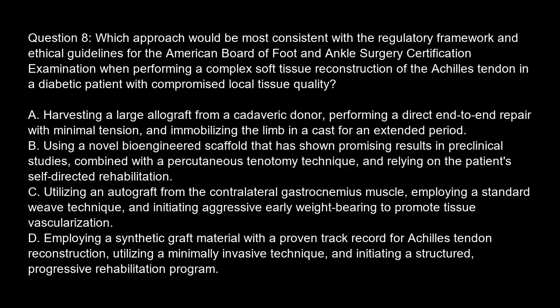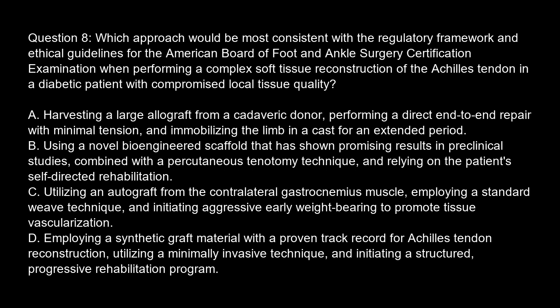Option A. Harvesting a large allograft from a cadaveric donor, performing a direct end-to-end repair with minimal tension, and immobilizing the limb in a cast for an extended period. Option B. Using a novel bioengineered scaffold that has shown promising results in preclinical studies, combined with a percutaneous tenotomy technique, and relying on the patient's self-directed rehabilitation.